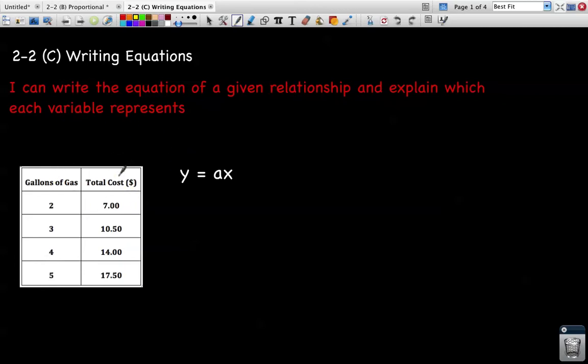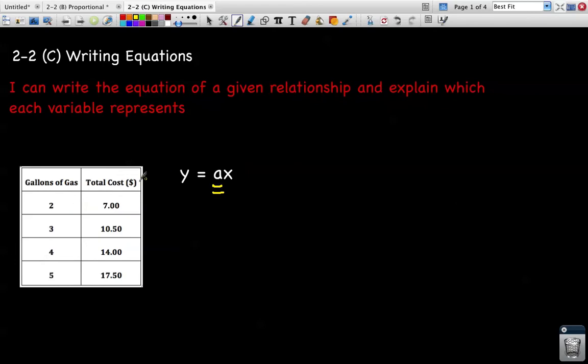Okay, so here we go. If we look at my first table, I'm given my gallons of gas and how much it costs. The first thing we need to decide is if this is a proportional relationship. Then we need to find our constant of proportionality, because we're still using y equals a times x. It's what we used when we were doing our input-output tables, and when we were telling whether relationships were proportional. So we're not doing anything new today. This is just putting it all together.